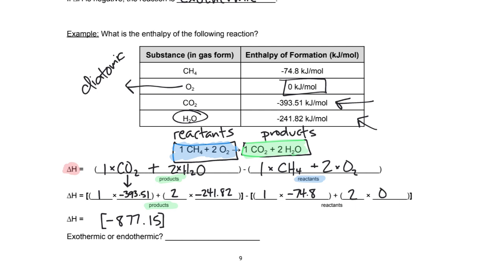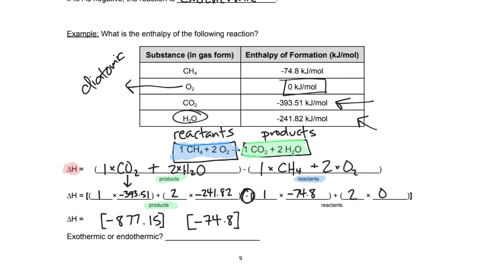And then we're going to do the same thing for the reactants. The reactants are pretty easy. We've got 1 times negative 74.8, which is negative 74.8, plus 2 times 0, and 2 times 0 is 0. So all we have over here in the reactants is negative 74.8. But here's where people go wrong.